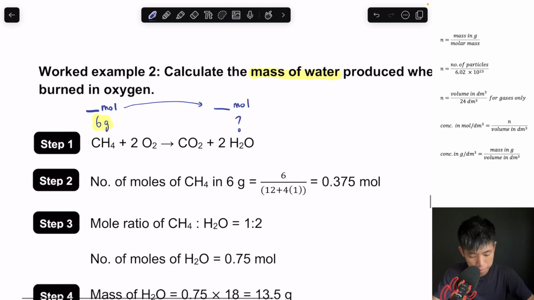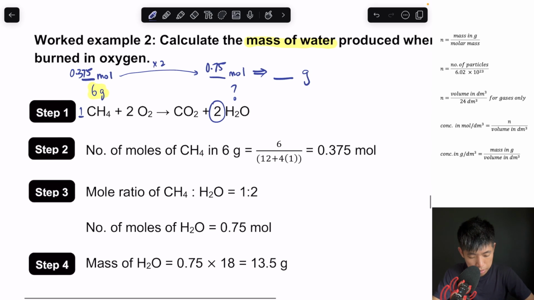So if we look at step 2, we have 0.375 mole here, mass over Mr. This is a 1:2 ratio, so I need to multiply the number of moles times 2. Here I get 0.75 mole. So 0.75 mole I need to convert. How many grams is this? Okay, so we need to times the Mr of water, H2O.